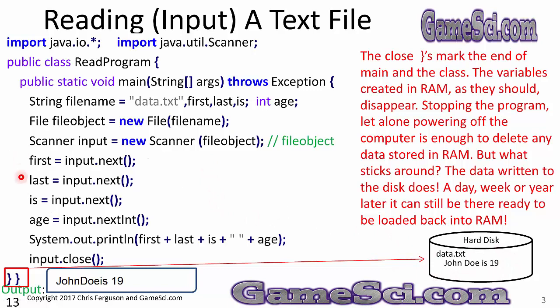Data stored in RAM is transient. All of this goes away when the program's done. Data written to the hard drive is persistent. This data sticks around.